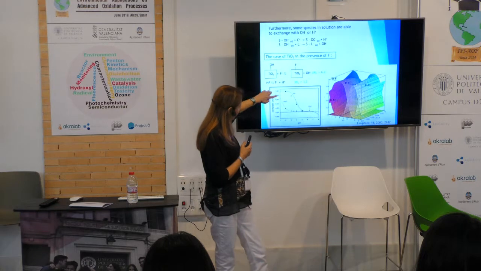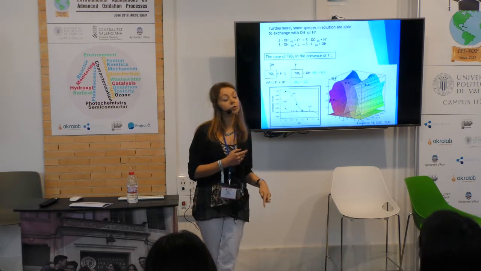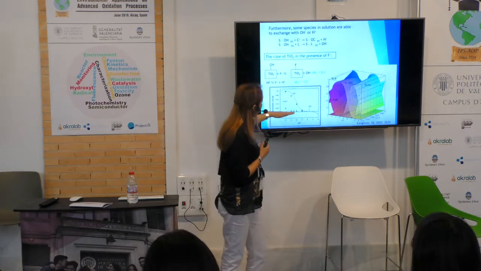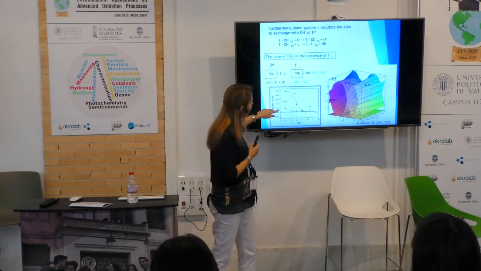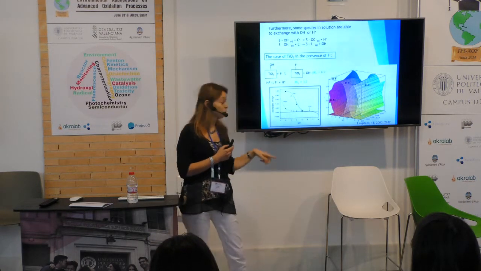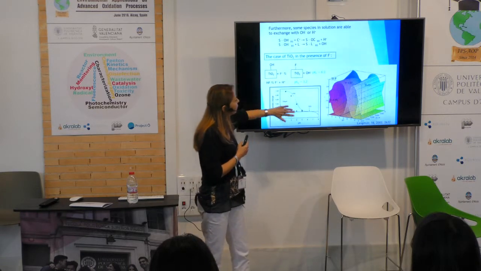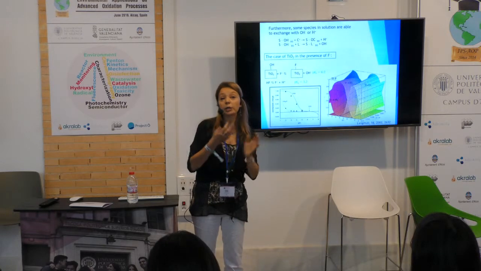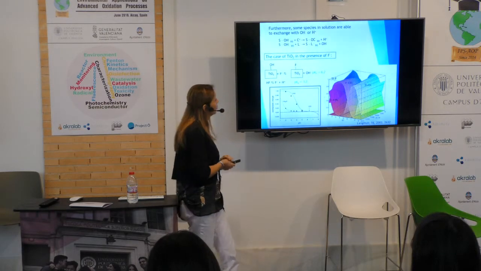This is what happens when we consider the normalized charge: it decreases very soon and remains very close to zero, even at very acidic pH. So it's completely different compared to what happens if we consider, for instance, pure titanium dioxide.